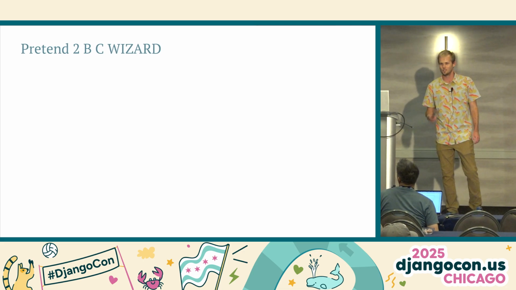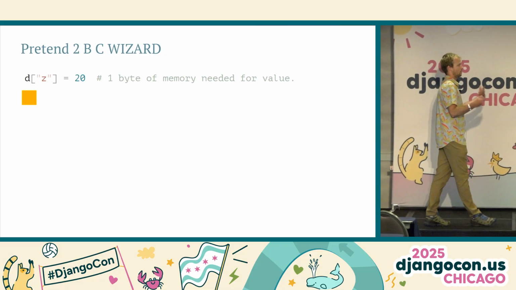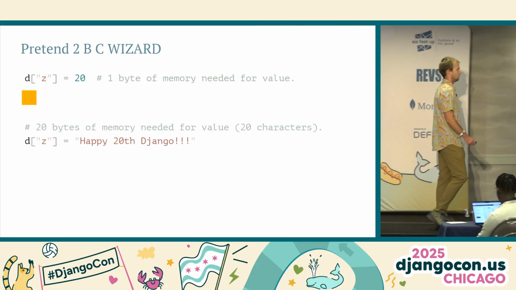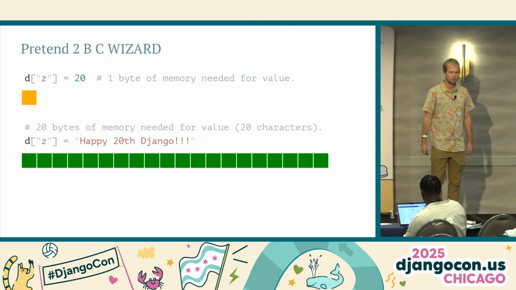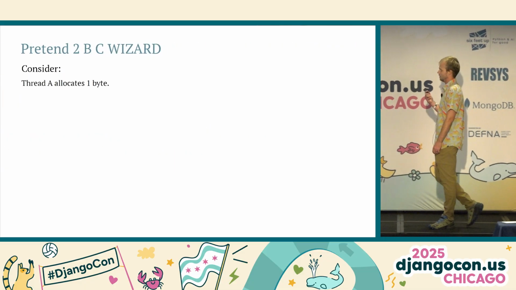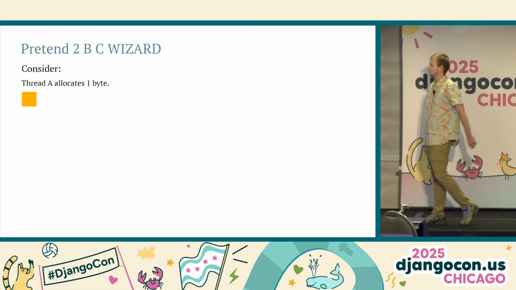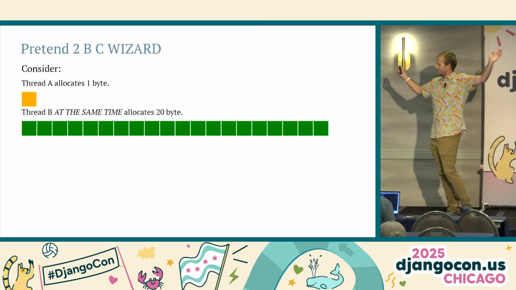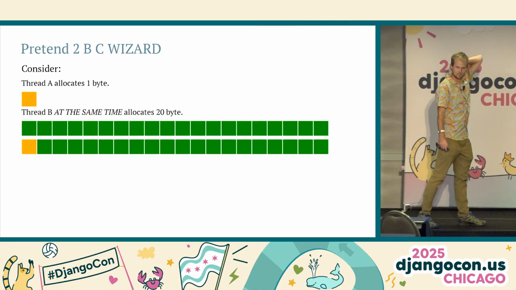There are a lot of nuances here, but bear with me. Somewhere down under the hood, Python has to allocate memory for this number. It might only need 1 byte for that. For a 20-character string, it might need 20 bytes. And let's just pretend that the first thread allocates 1 byte of memory. The second thread at the same time allocates 20. Uh-oh. Might have just overwritten it.